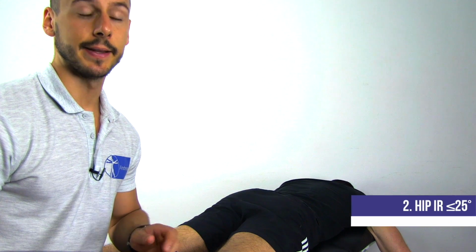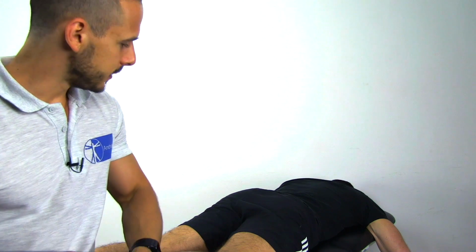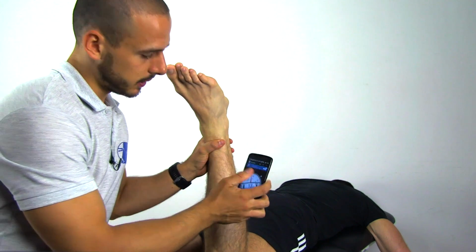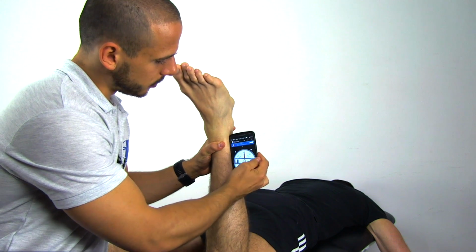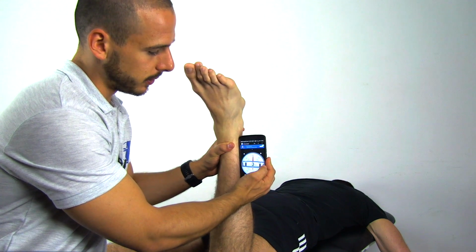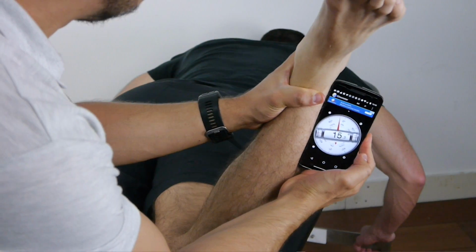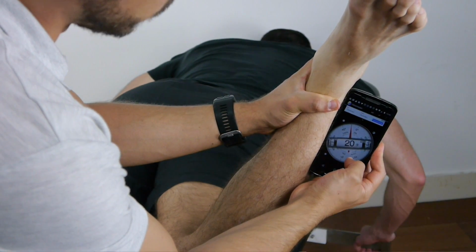Number 2 is passive hip internal rotation less than or equal to 25 degrees. To assess internal rotation, the patient lies in prone with the hips in neutral position. Flex the knee of the affected leg to 90 degrees and hold an inclinometer just proximal to the lateral malleolus, and then perform maximal internal rotation of the hip. Maximum ROM is reached once the contralateral buttock begins to rise from the table.